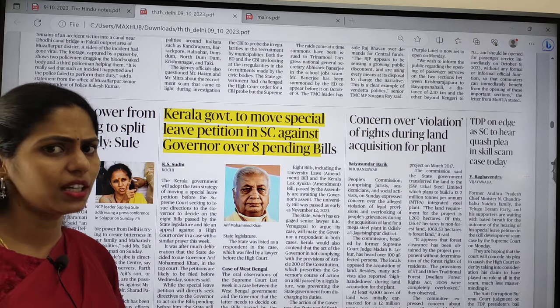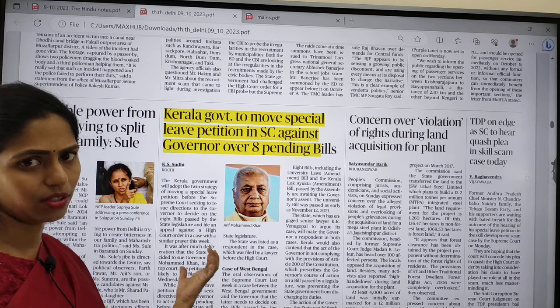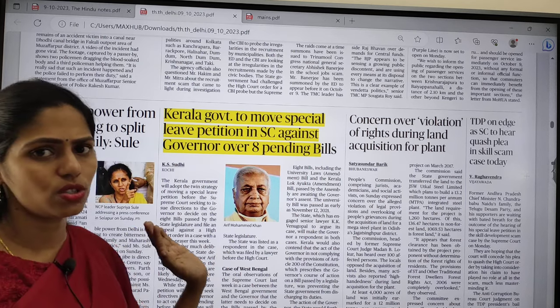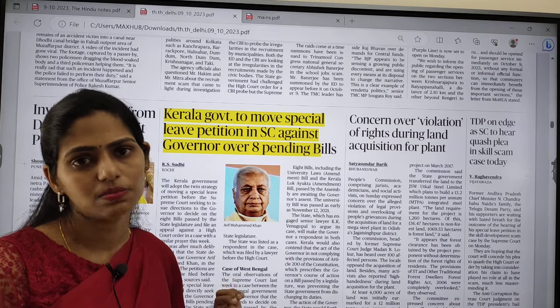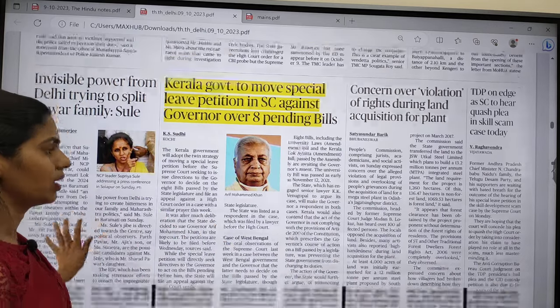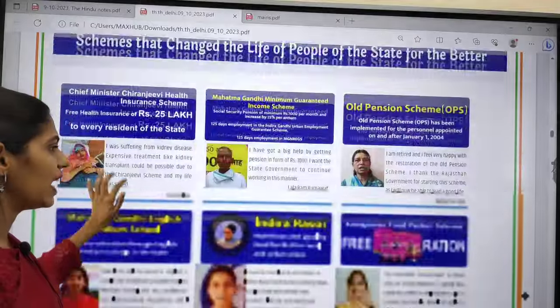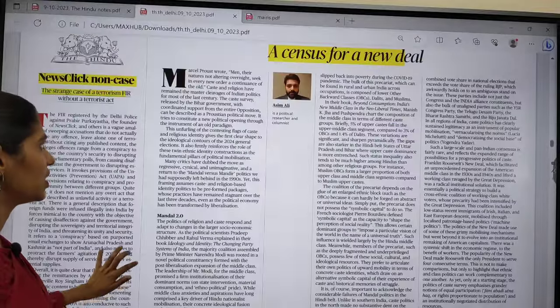So that you can see if you are from Kerala. But if you are not from Kerala, there is no need of going about this bill, but you have to see just only what is the special leave petition. Clear? And you can directly move on to this editorial page now.